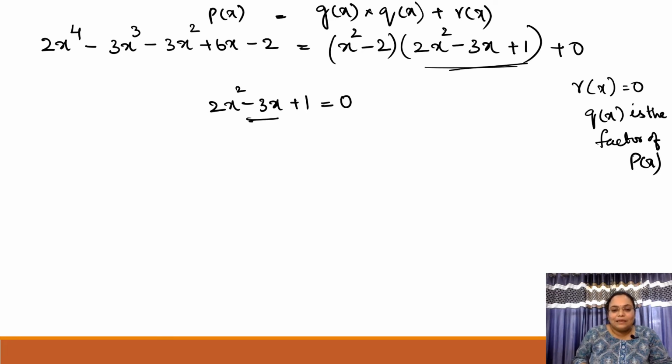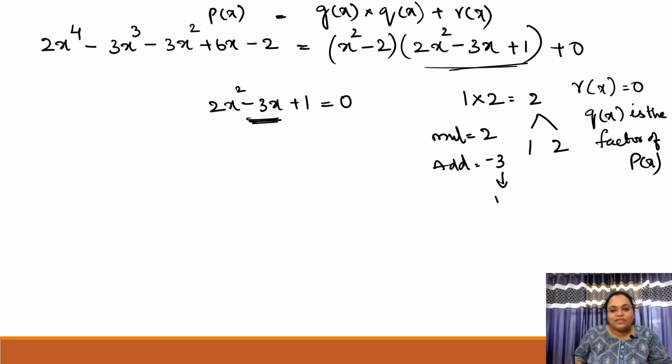So we will split the middle term. We will multiply the constant with the coefficient of x square, which is 2, and find all the possible factors for 2. If you multiply them, you need to get 2, and if you add them, you need to get minus 3, which is your middle term. I will take minus 1 and minus 2. If I add minus 1 and minus 2, I will get minus 3, which is the middle term, and if I multiply these both, I will get plus 2.